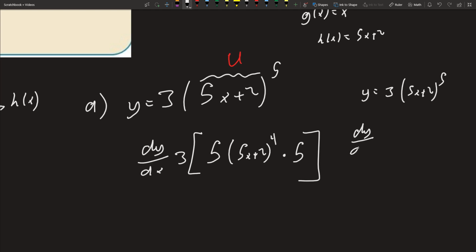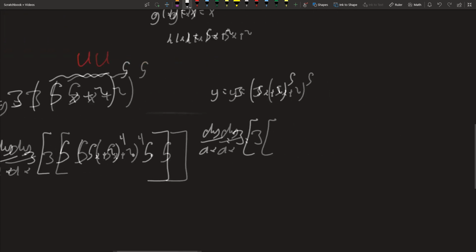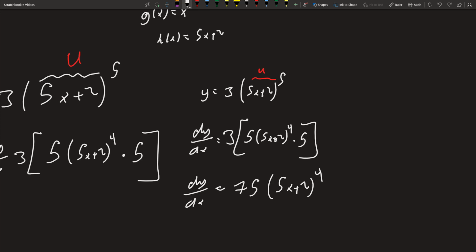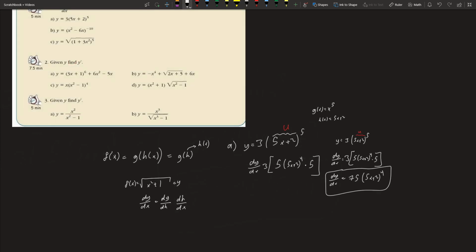So dy over dx is leave 3 on the side, right? Get the inside, set it to u, right? We want to find dy over du, so that is 5u to the 4, which is 5 times (5x plus 2) to the 4, times the derivative of u with respect to x, which is 5. Evaluating this gives 3 times 5 times 5, that is 75, times (5x plus 2) to the 4, that's dy over dx. If you didn't understand, don't worry, I'll do more examples, you will understand later.